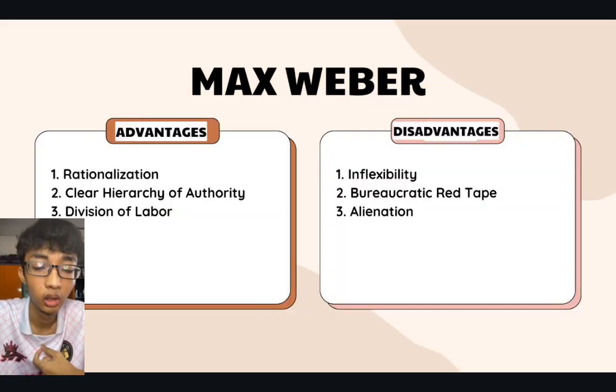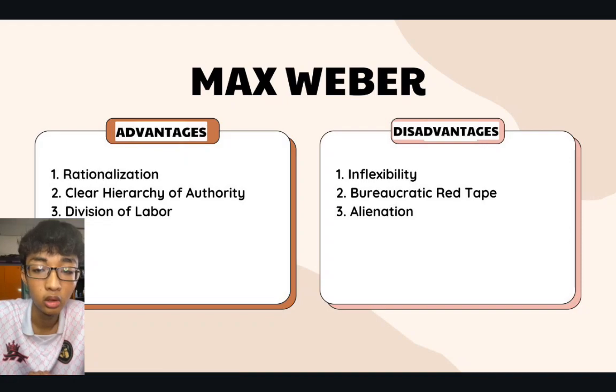Some of the advantages of Weber approach include: first is rationalization. Weber approach stresses the importance of rationality and efficiency in organizational process. By implementing formal rules and procedures, organization can achieve greater predictability and consistency in their operation.